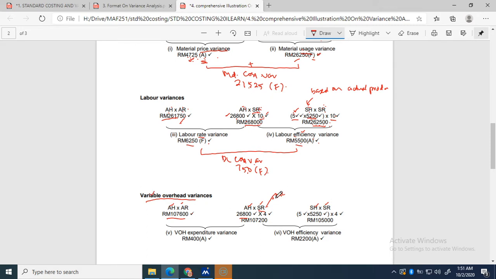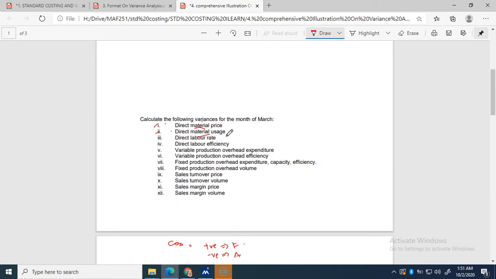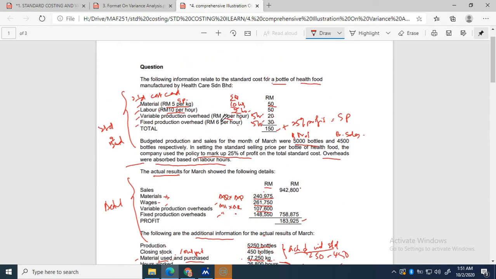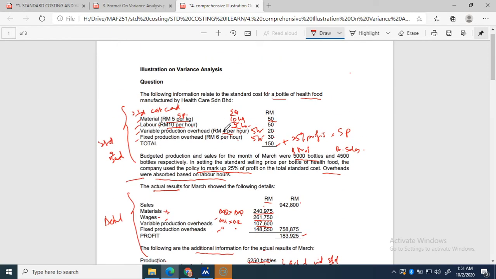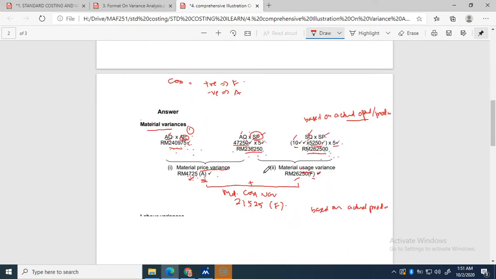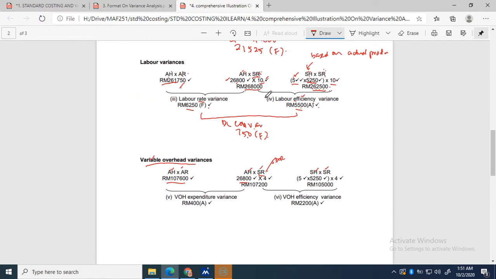So this OAR actually comes from the standard cost card here. How much is the variable overhead? 4 ringgit per hour. So 4 ringgit per hour is the OAR for variable overhead. If OAR is not given, you have to find out how much the OAR is. We refer back to MAF251 on how to get OAR.